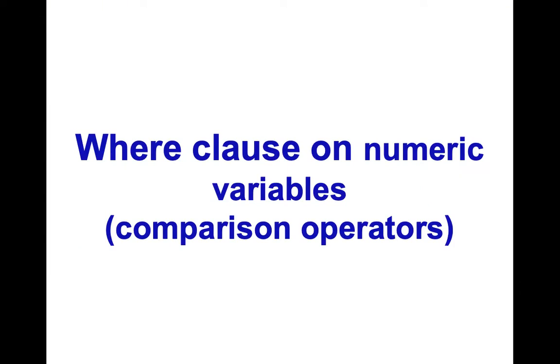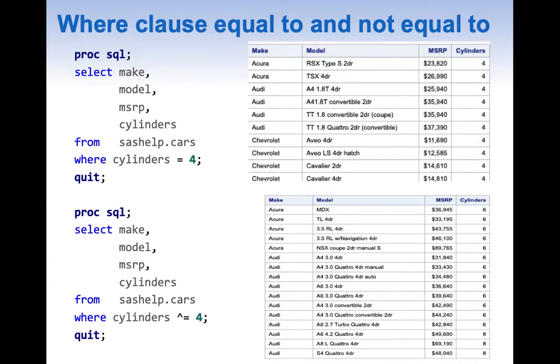Now let us look into the where clause on numeric variables. Here we are going to talk about comparison operators. The word comparison means we are comparing one value to another value, whether it is equal to or whether it is not equal to or whether it is greater than a particular value. Before going into any more details, I would like to say one important point here: I will be using the SASHELP.CARS table to explain most of the fundamentals here. So let us try to understand comparison operators here.